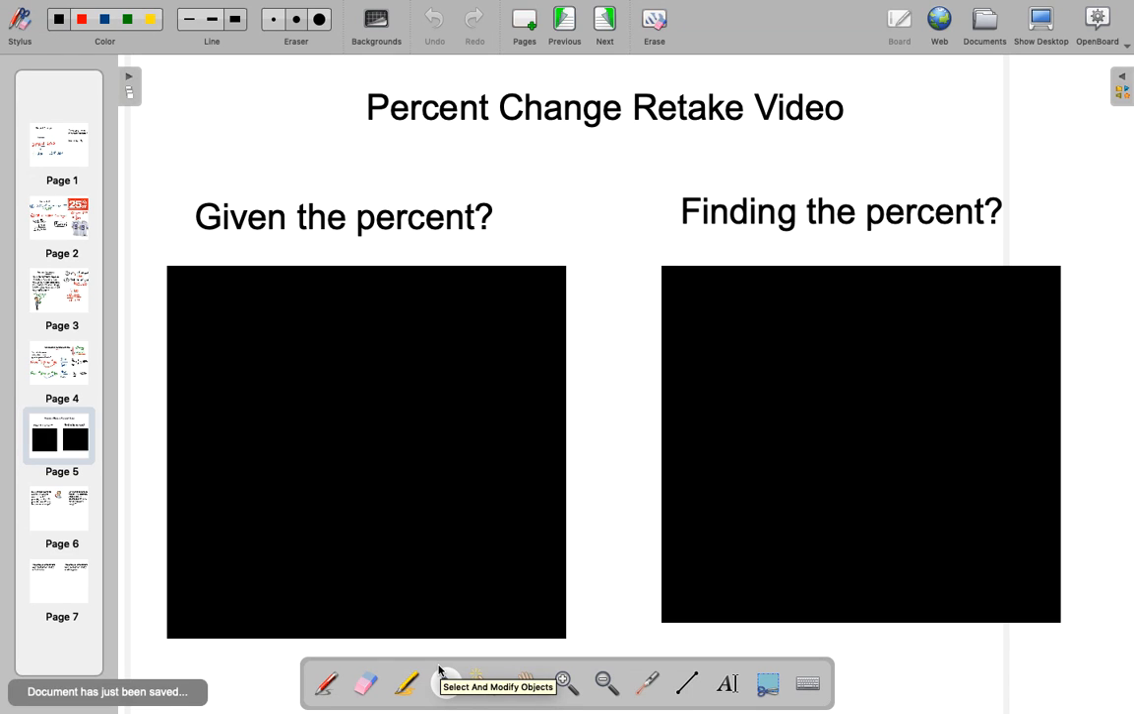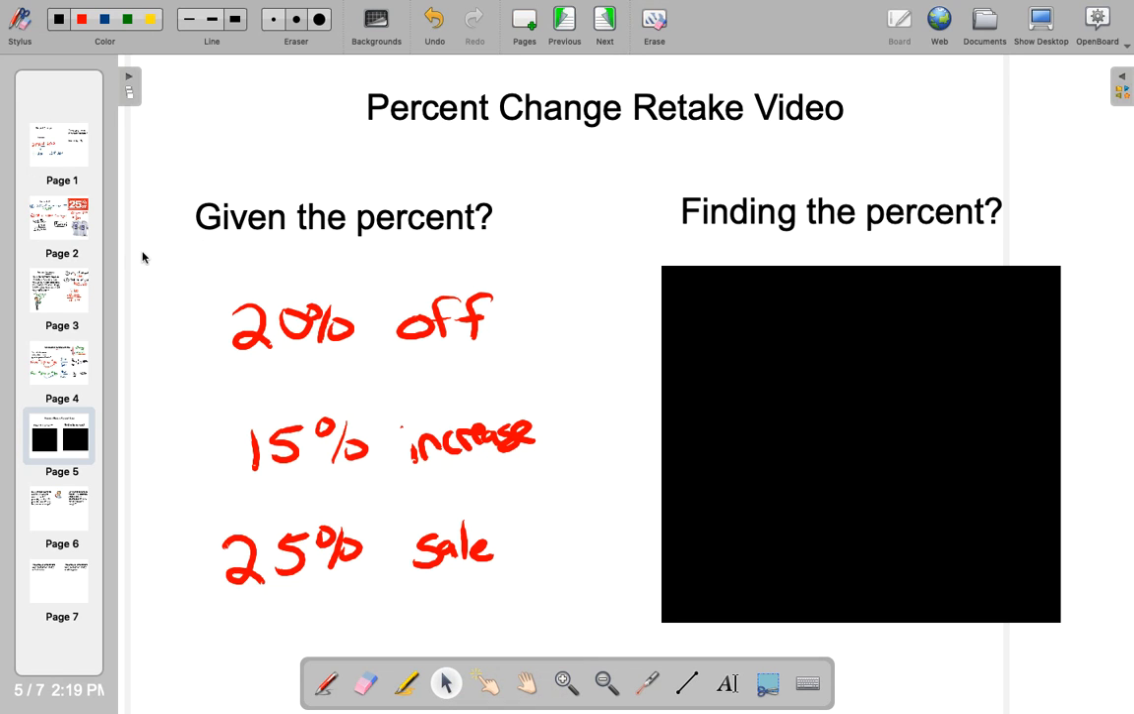For those of us that are doing the retake video, we were given two different parts of the same type of problem, which is you're either given the percent or you are finding the percent when you're talking about percent change. So given the percent, I would say, is the one that you see most often in the real world. That's where you have a 20% off or a 25% sale, or your salary increases by 15%. All of those mean that you need to do two steps, okay?